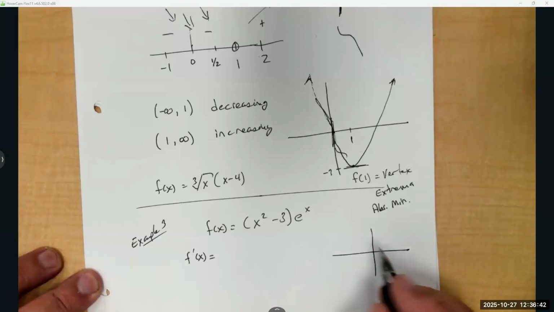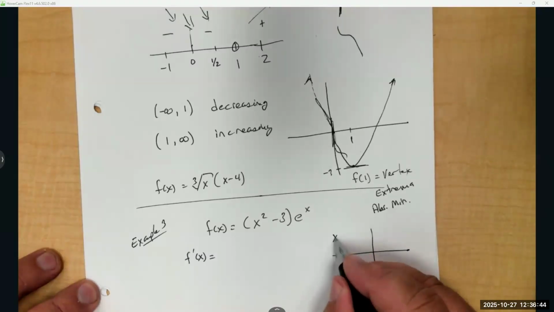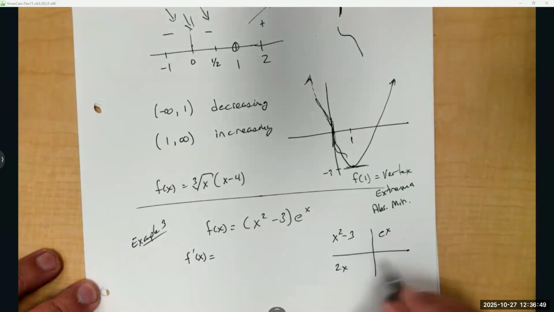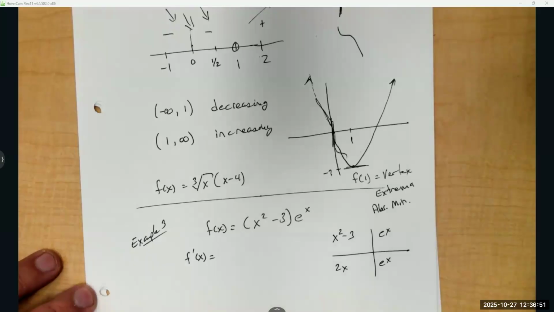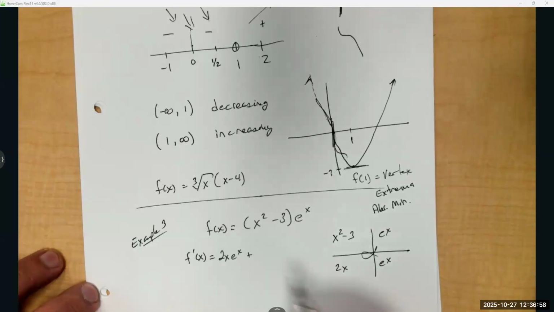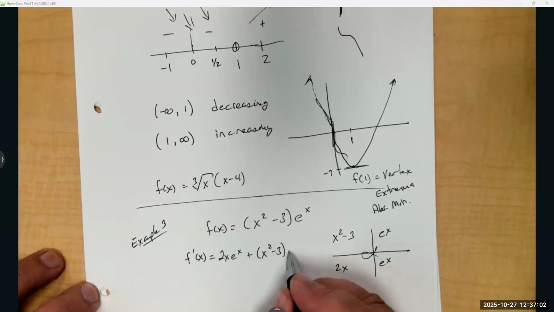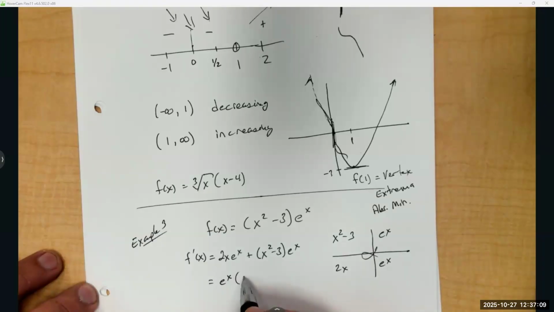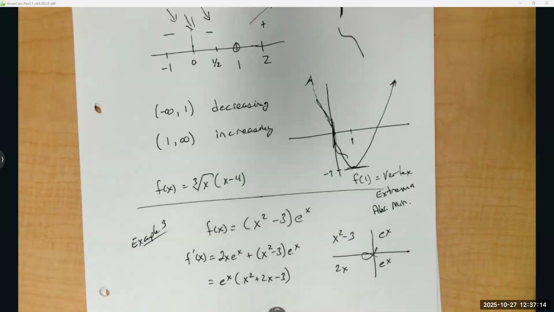They both work. So f is x squared minus 3 e^x. The derivative of x squared is 2x, and the derivative of e^x is e^x. So we have 2x e^x plus (x squared minus 3) e^x. We can factor out an e^x, so we have e^x (x squared plus 2x minus 3).